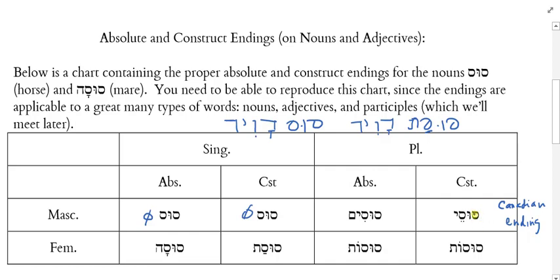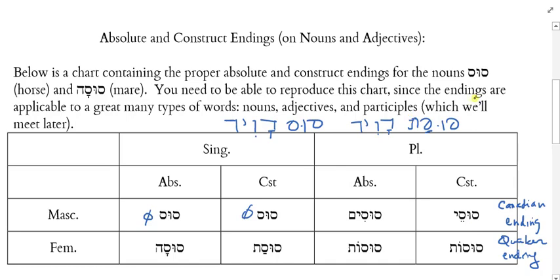So if I wanted to say the horses of David, I couldn't say susim David. I'd have to say what? Susay David. Susay David. And then the feminine plural construct is the same as the feminine plural absolute. It's ot and ot. Okay? So no change there. I like to call this the Quaker ending. You ever eaten your Quaker oats? So there's your oat. All right.